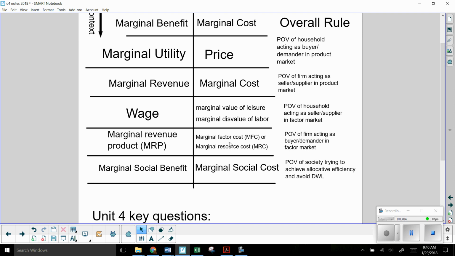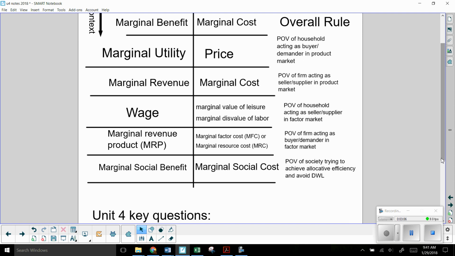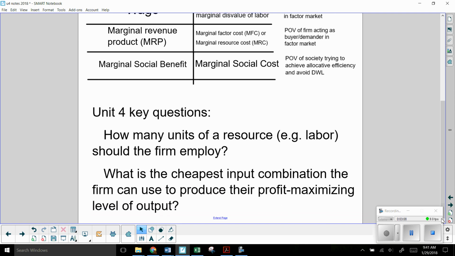So really we're thinking about this row right here, and the key questions we're going to try to unpack during this unit are: how many units of a resource, for example labor, should the firm employ? And what's the cheapest input combination the firm can use to produce their profit maximizing level of output? This video is going to cover that first one a little bit and some graphical ways to think about that first question. And we'll leave the second one and some of the advanced graphical interpretations for another video.